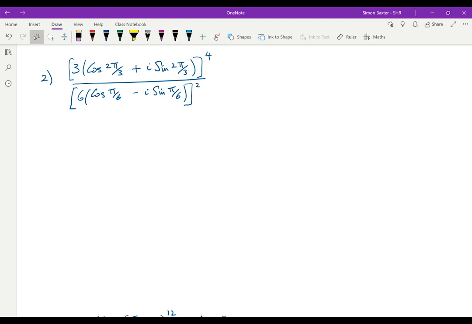Well, we should notice straight away that we have a minus there. The denominator is not in modulus argument form. So the first thing we need to do is to rewrite that so that we have the same thing on the top, to the power 4, and on the bottom, if I want to write that in modulus argument form, I have to remember that cos minus pi by 6 is the same as cos pi by 6, so I haven't changed that.